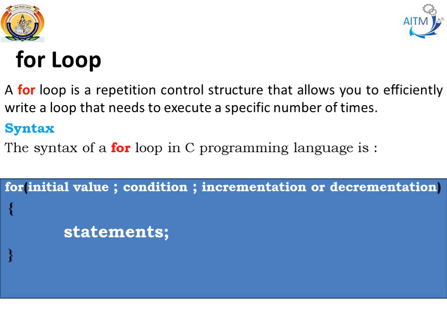So the syntax for a for loop in C programming language is, we have the keyword for. So in the brackets we can find the initial value, the condition, and the increment or decrement, where each section is separated by a semicolon. Inside the body of the for loop we find the set of executable statements written.